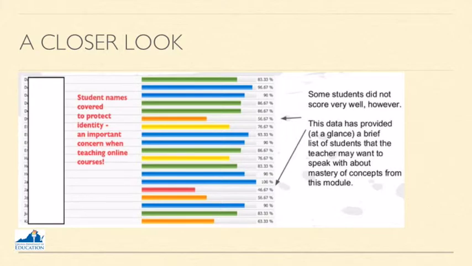But some students did not perform nearly as well as others, and we can see that very quickly with a nice color-coded range of scores here provided in the statistical metadata in the course. We can see that very quickly at a glance, and we can find some students that we may want to speak with individually in terms of their mastery of the concepts in this particular module.